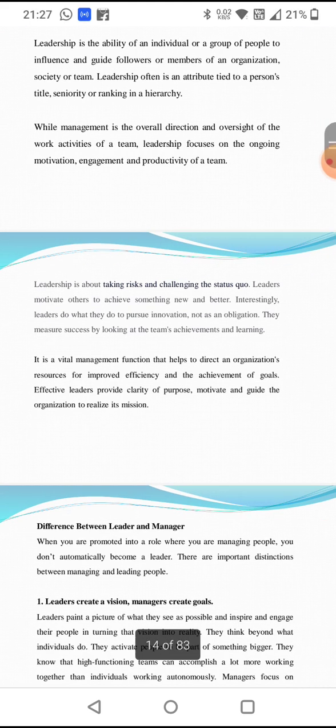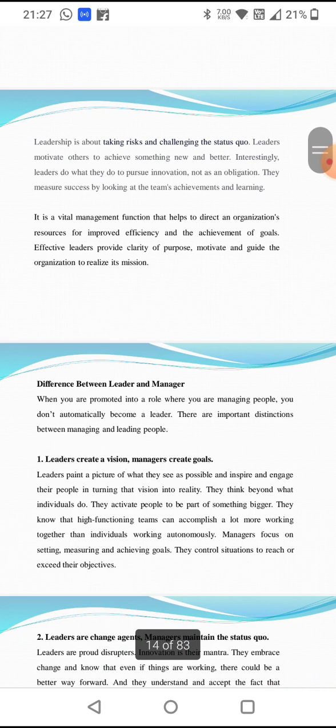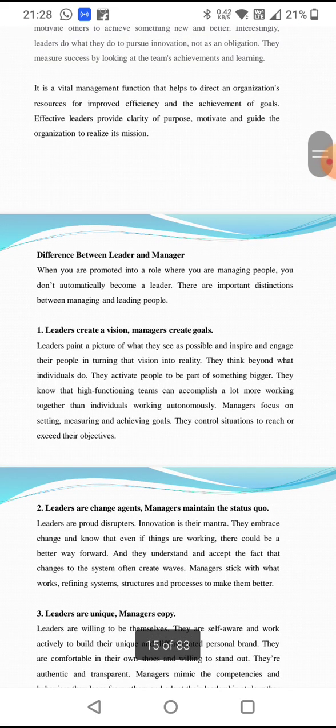So now let us move on to the differences between leader and a manager. When you are promoted into a role where you are managing people, you don't automatically become a leader, right? There are important distinctions between the managing and leading of the people. So first, leaders create a vision, managers create goals.